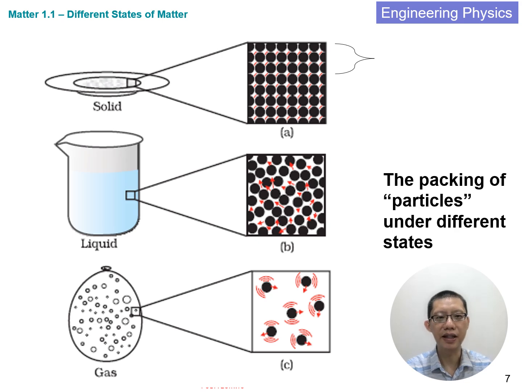This slide illustrates how particles are packed in solids, liquids, and gases. You can observe the tightly packed particles in solids, the looser arrangement in liquids, and the large distances between particles in gases. The differences in density between these states are directly related to the distances between particles.